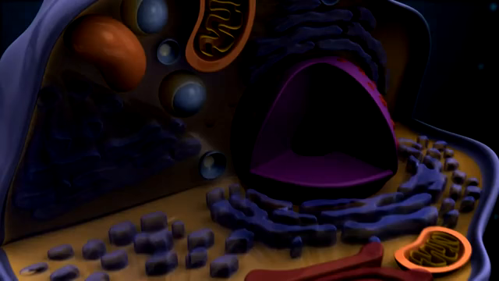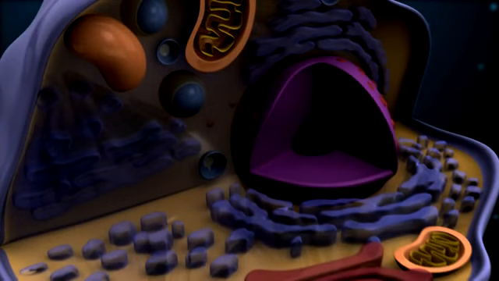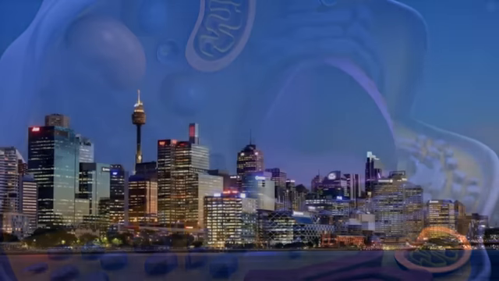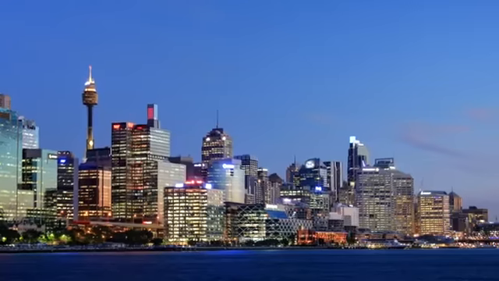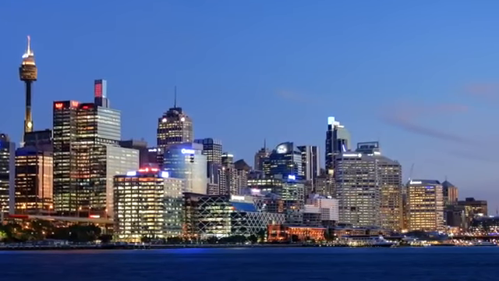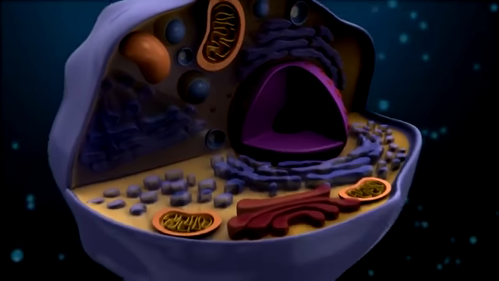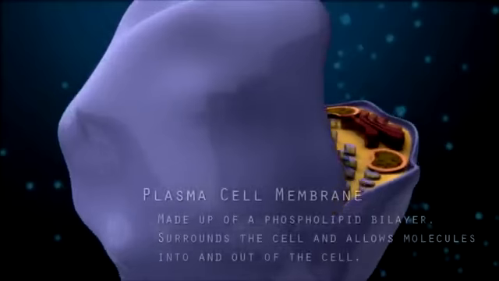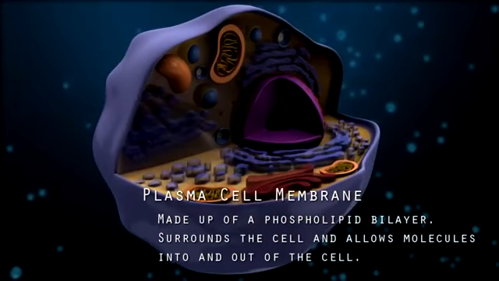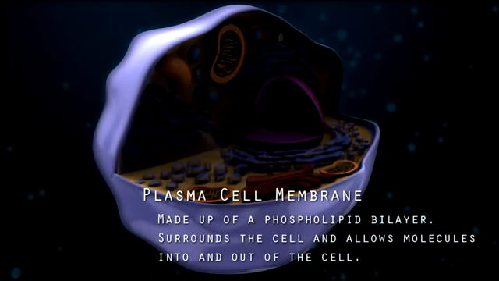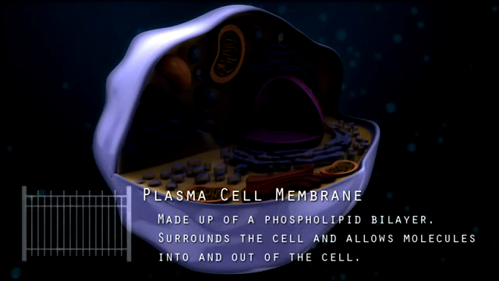Now let's look at the function of each organelle in a eukaryotic cell. To gain an understanding of the inner workings of the cell, it's helpful to think of the cell as a mini city. Just like in a city, a cell is made up of many parts that have their own functions. In the cell, these parts are called organelles, which are explained next. A plasma cell membrane is made up of a phospholipid bilayer. The bilayer surrounds the cell, protecting it, and functions as a gate that allows molecules into and out of the cell. In our city, the cell membrane would be like a large fence surrounding the city that only allows certain molecules to go in and out of the cell.